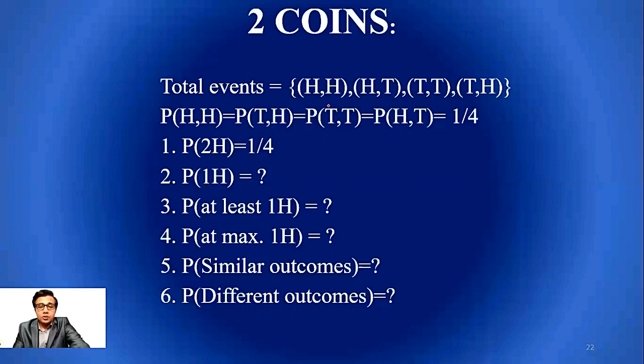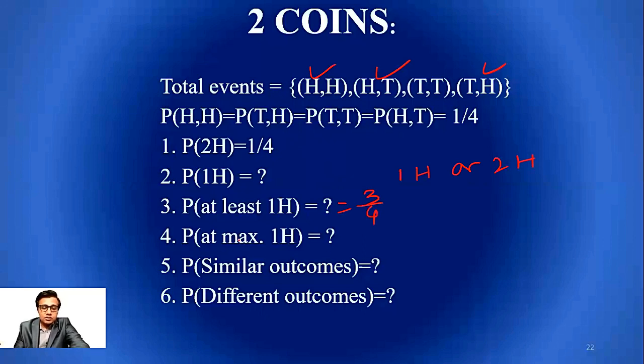If the question is probability of getting one head, now out of these four, which one is having one head? Head-tail and tail-head. In these two events, there is just one head. So two events are favorable and total events are 4. So answer is 2/4. If the question is at least one head, at least one head means it can be one head or two heads. One head, these two are the events, and two heads, this is the event. So total 3 events are favorable.